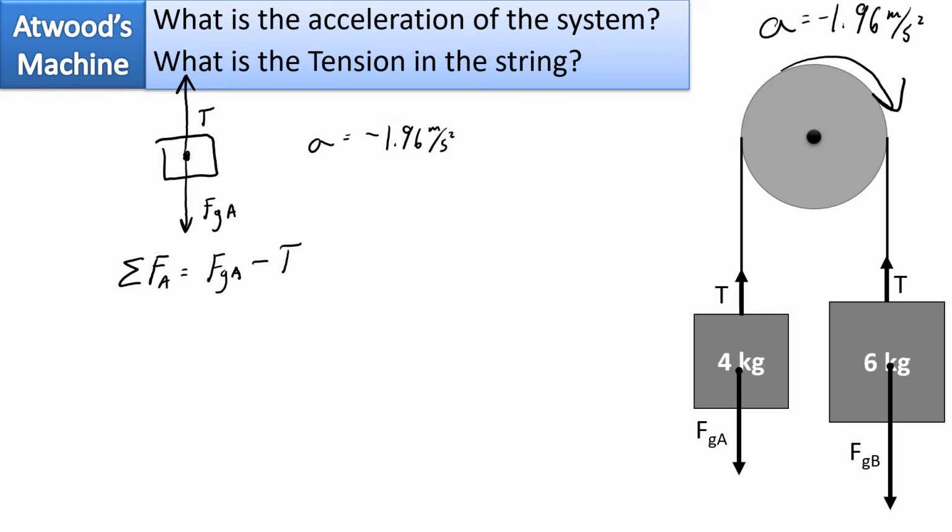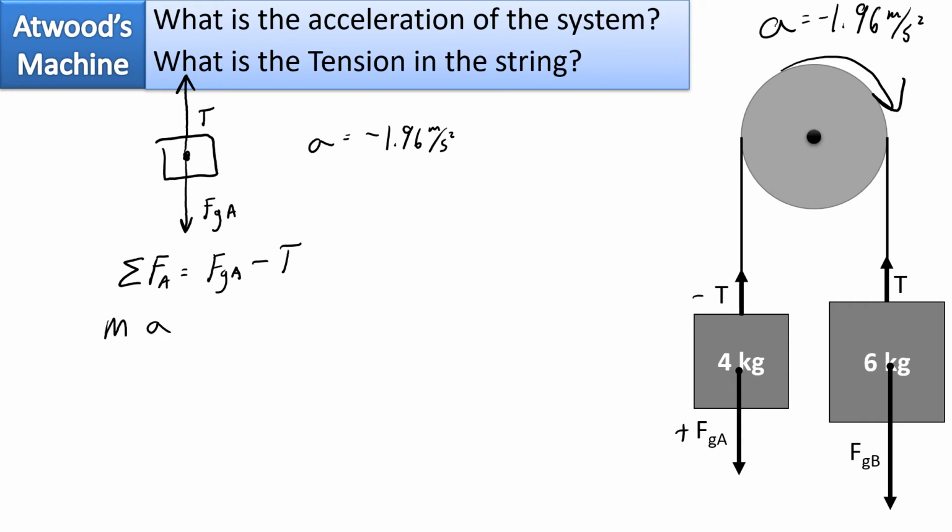So remember, FGA is positive, and T, the tension, we think is going to be negative. Now we have our net force equation, and the positive and negative signs are good to go. Now we think of Newton's laws. We know this thing is accelerating, so the net force is equal to ma.